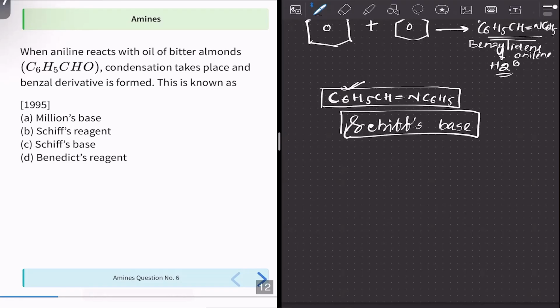So when aniline reacts with oil of bitter almonds, you have to remember the name, C6H5CHO. Okay, that is oil of bitter almonds. Condensation takes place and a benzyl derivative, that is, this compound, is formed. So it is called Gibbs base. Option C is correct.